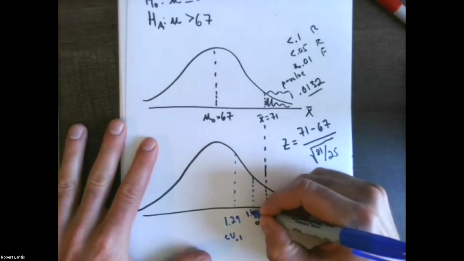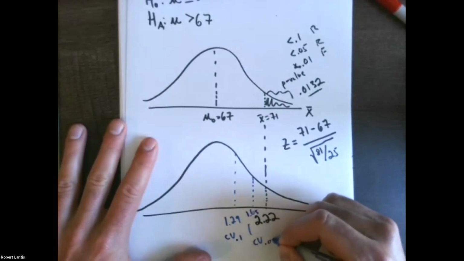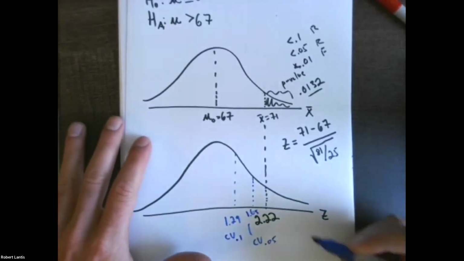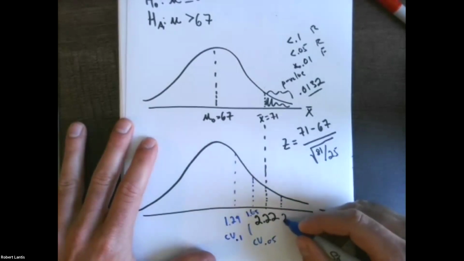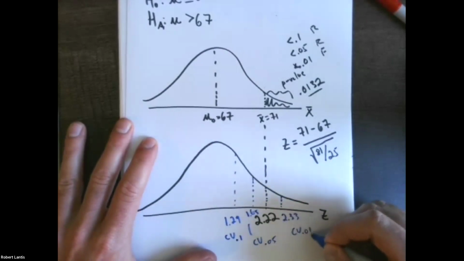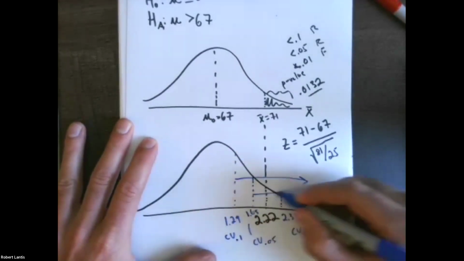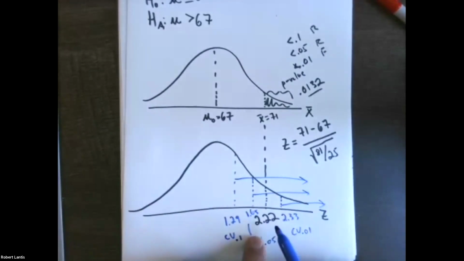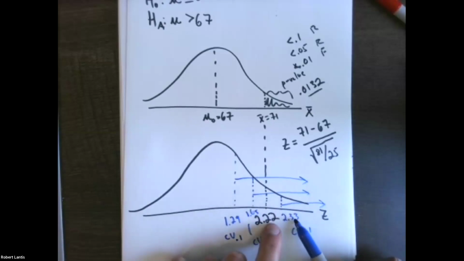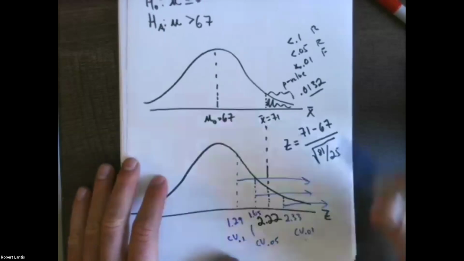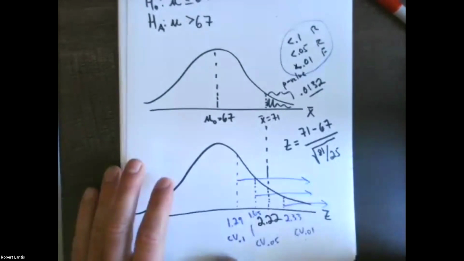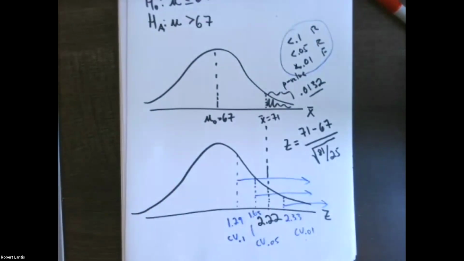1.65 is going to be my critical value associated with 0.05. And then 2.33 is the critical value associated with 0.01. Here are my three rejection regions. My test statistic, notice, is in the rejection region for that 10% significance level or 90% confidence. It's in the rejection region for the 95% confidence or 5% significance level, but it's not in my rejection region at the 1% significance level, which, notice, is the exact same decisions that I made using the p-value approach.